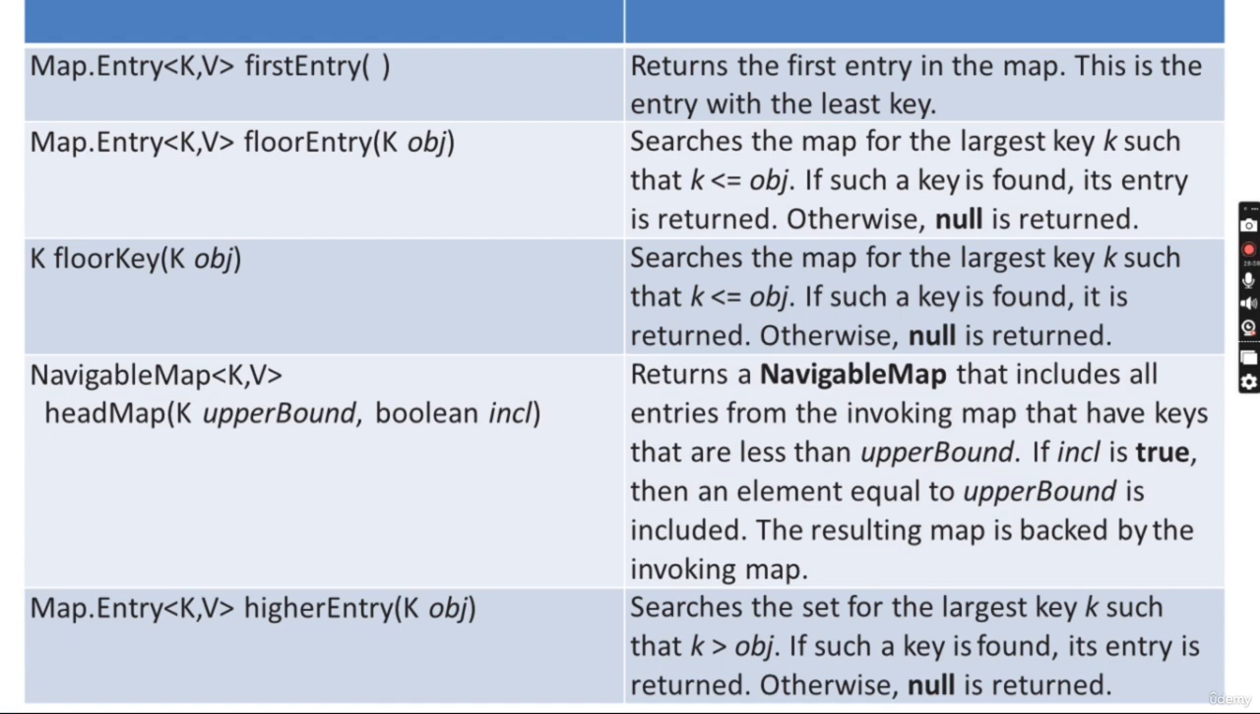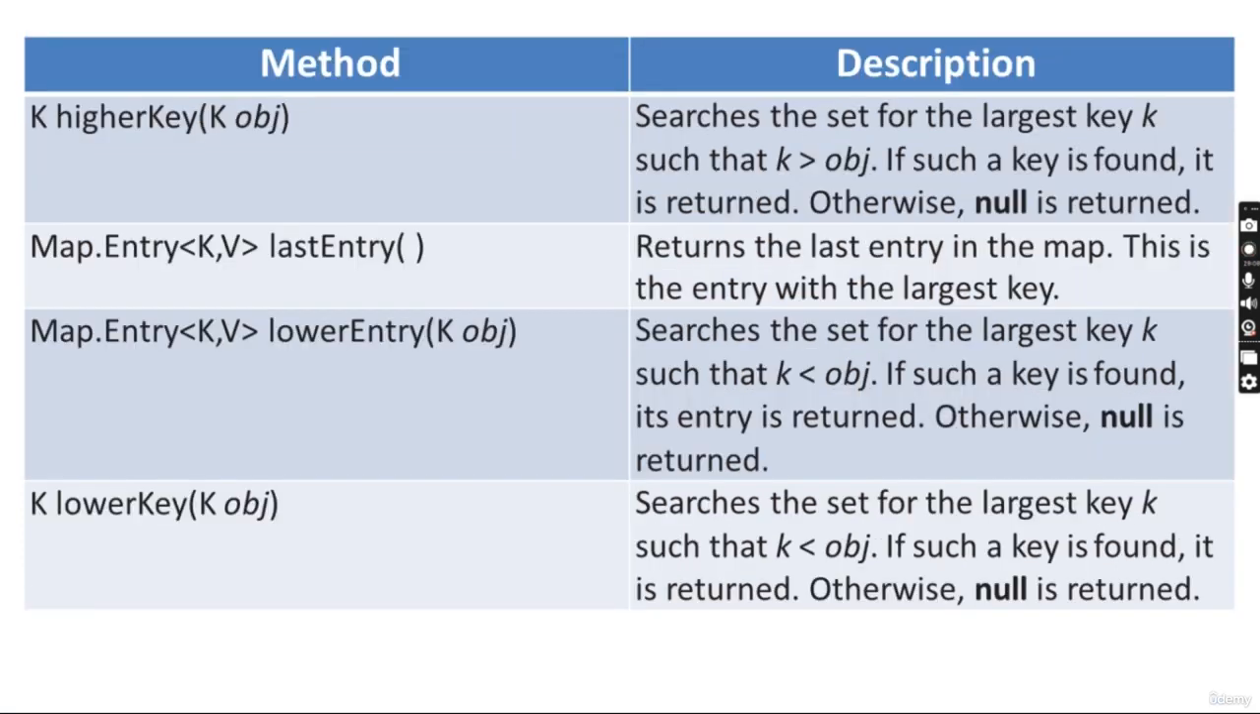Map.Entry<K,V> higherEntry(K object) searches the set for the smallest key K such that K is greater than the object. If such a key is found, its entry is returned, otherwise null is returned. K higherKey(K object) searches the set for the smallest key K such that K is greater than the object. If such a key is found, it is returned, otherwise null is returned. Map.Entry<K,V> lastEntry returns the last entry in the map. This is the entry with the largest key.